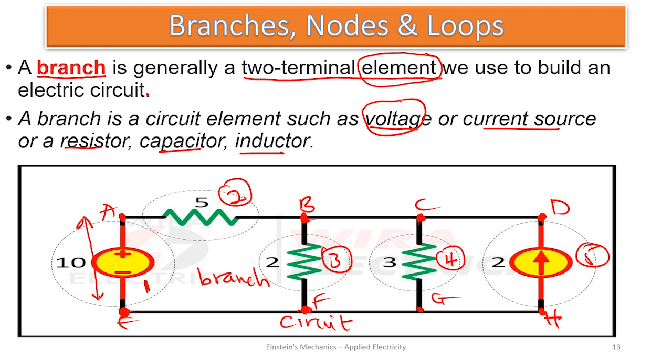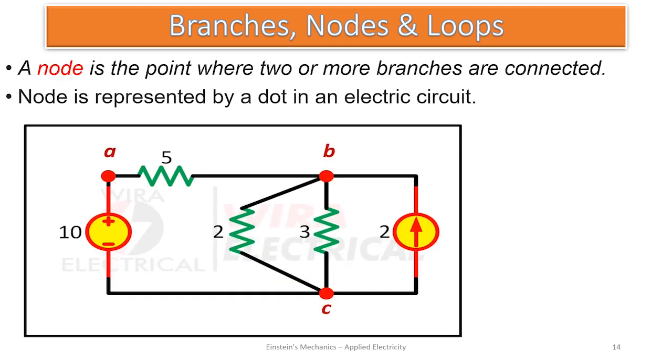Let's look at nodes. Now, a node is a point where two or more branches are connected. The reason why you should know a branch is that any point where two or more branches, that's two-terminal elements, meet, they are going to form a node. So look at this circuit. A node is represented by a dot in an electrical circuit. So wherever there is a node, you just dot the junction or the point.